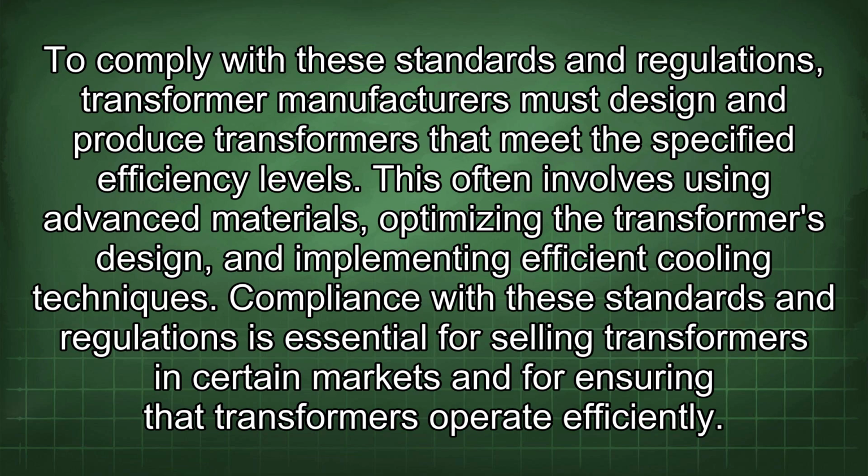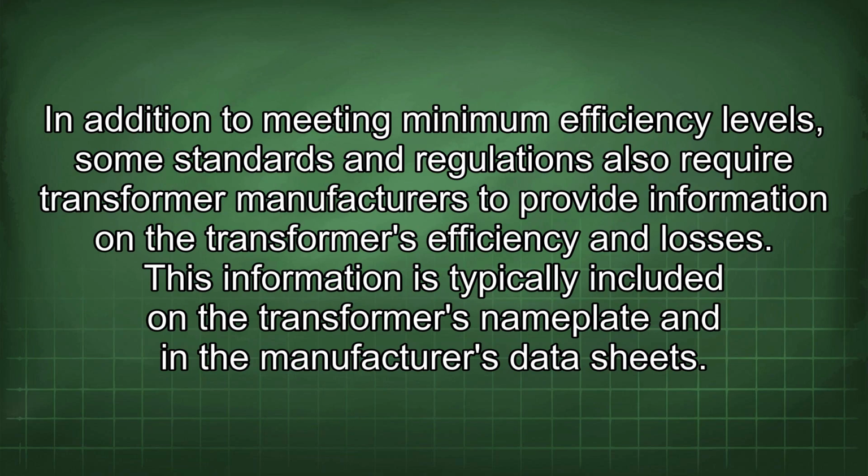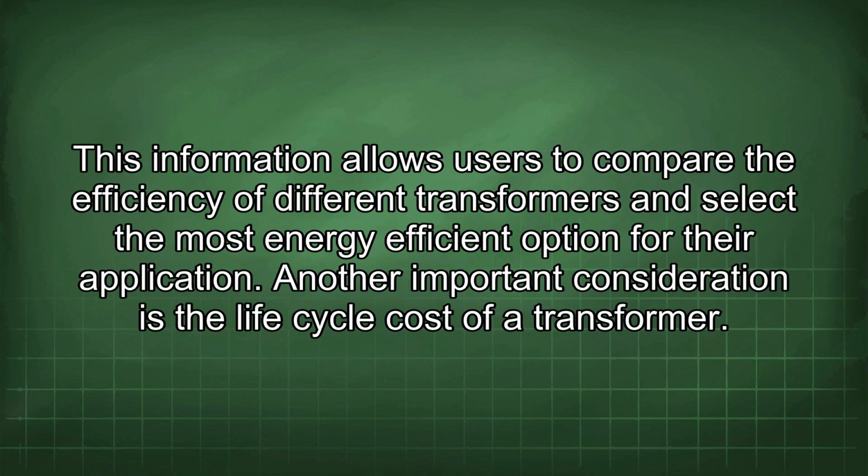Compliance with these standards and regulations is essential for selling transformers in certain markets and for ensuring that transformers operate efficiently. In addition to meeting minimum efficiency levels, some standards and regulations also require transformer manufacturers to provide information on the transformer's efficiency and losses. This information is typically included on the transformer's nameplate and in the manufacturer's data sheets. This information allows users to compare the efficiency of different transformers and select the most energy-efficient option for their application. Another important consideration is the life cycle cost of a transformer.